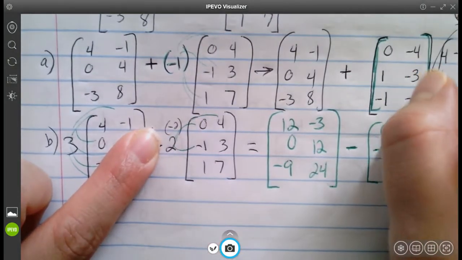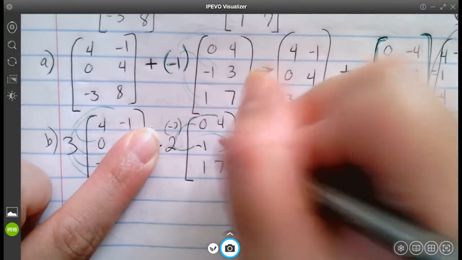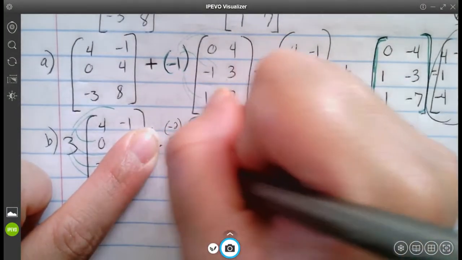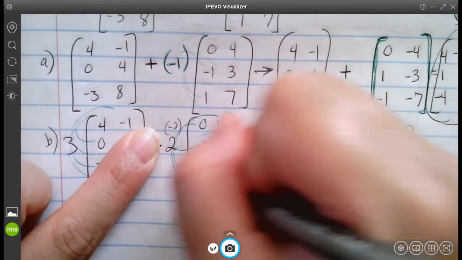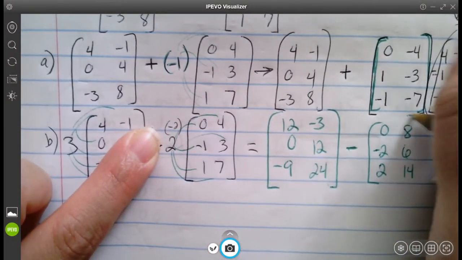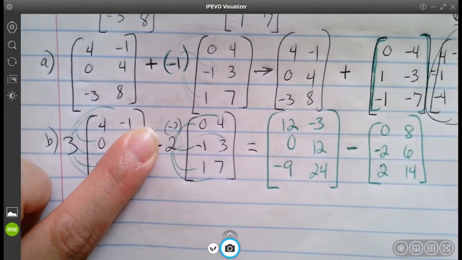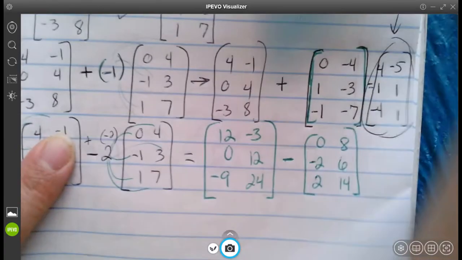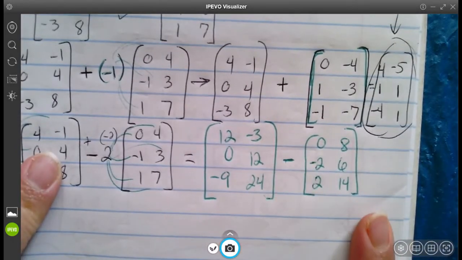2 times -1 is -2. 2 times 3 is 6. 2 times 1 is 2, and 2 times 7 is 14. Hopefully I didn't go too fast here, okay? So if we go ahead and stick with the minus, we're just gonna subtract, okay?